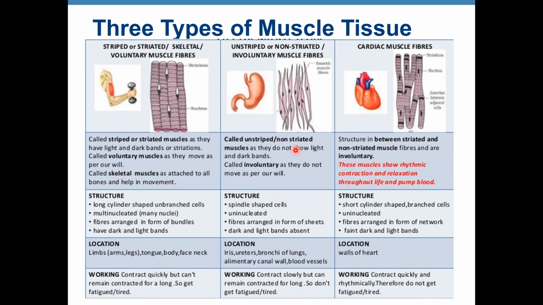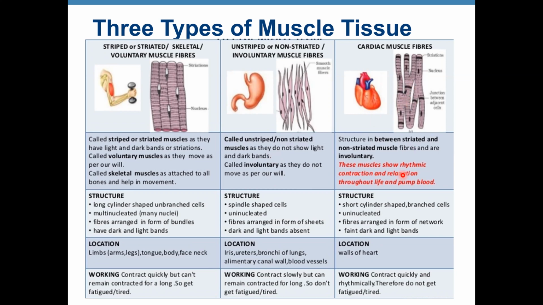Smooth muscles are spindle-shaped, uninucleated, with no striation. They are located in the walls of hollow organs, such as your blood vessels, urinary bladder, uterus, stomach, and the whole GI tract. They contract slowly but remain contracted for a long time, so they don't get fatigued easily, and they are involuntary. You cannot control their action, their movement.